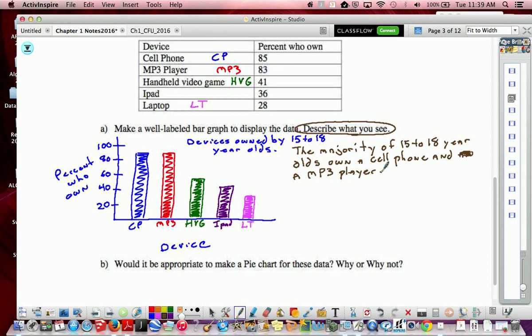Then I might say now the other three are all under 50%. So I might say less than half of them own a handheld video game, iPad, or laptop.